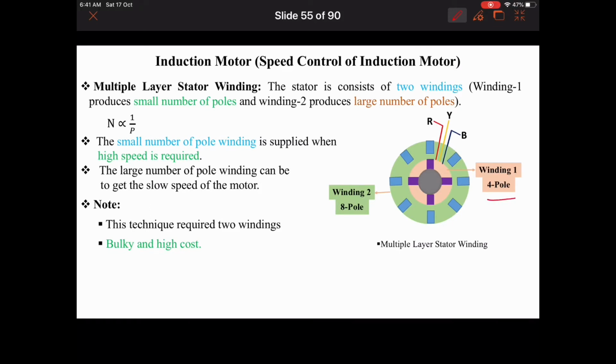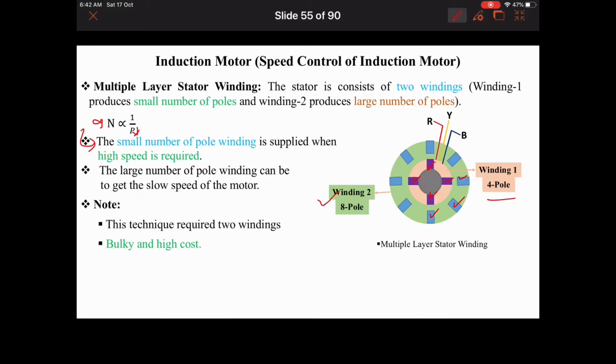One is winding 1. We have 4 poles here, and this is winding 2, which produces 8 poles, and we have the 3-phase supply RYB here. N is inversely proportional to the number of poles. The small number of pole winding is supplied when higher speed is required. It means we have decreased the number of poles, so speed is increased by using the small number of pole winding.